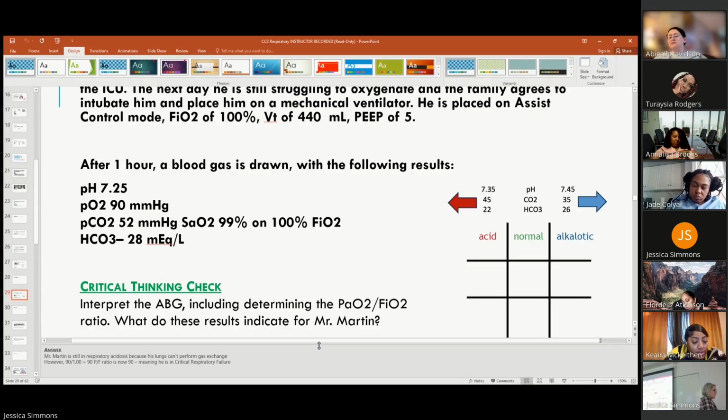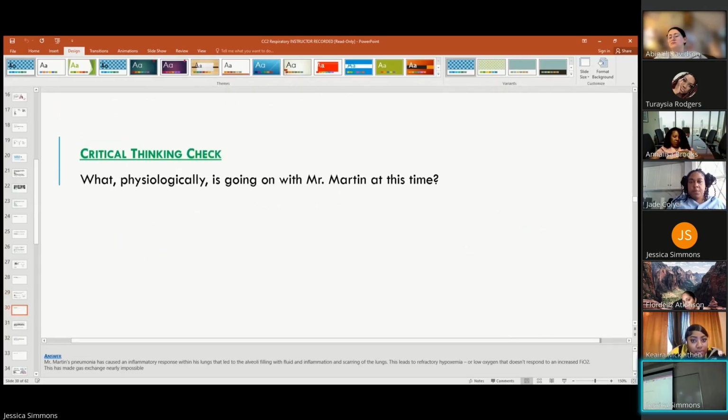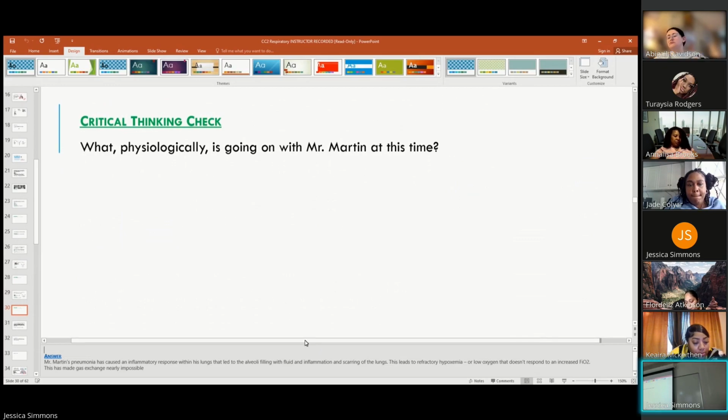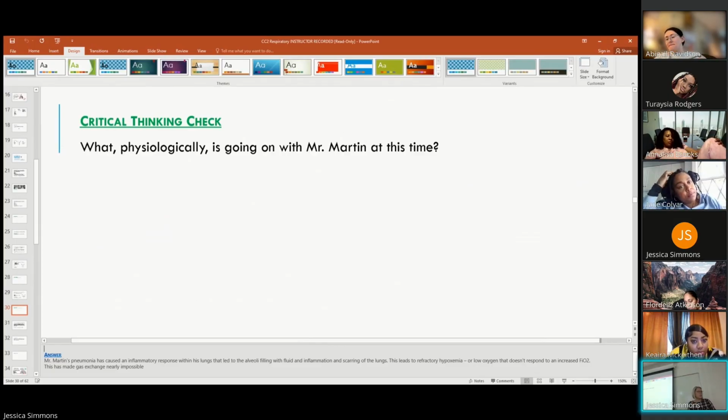Okay, so let's see what happens next. Let's see what Dr. Bowling has to say. Mr. Martin's pneumonia has caused an inflammatory response within his lungs that led to the alveoli filling with fluid and inflammation and scarring of the lungs. This leads to refractory hypoxemia, which we talked about as a cardinal sign or hallmark sign of ARDS, or low oxygen that doesn't respond to an increased FiO2. This has made gas exchange nearly impossible, which is why he is in critical respiratory failure.